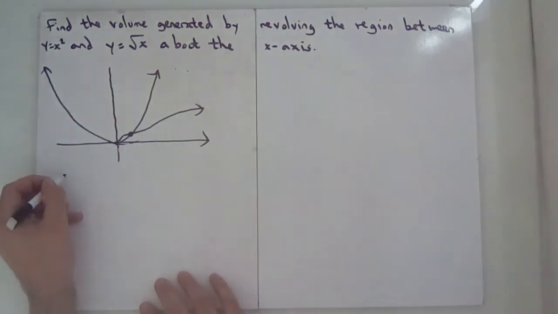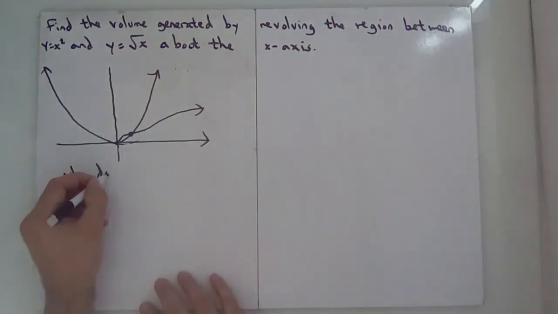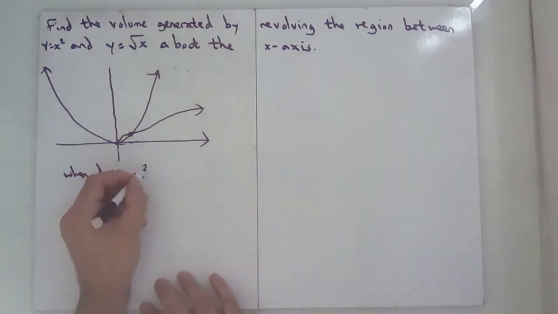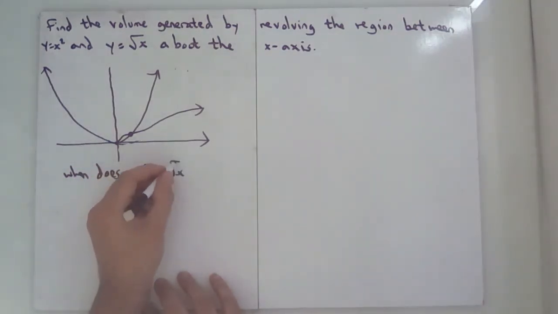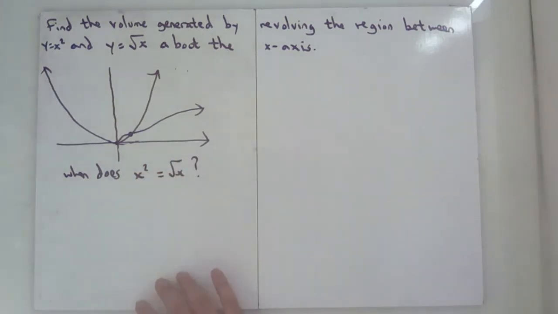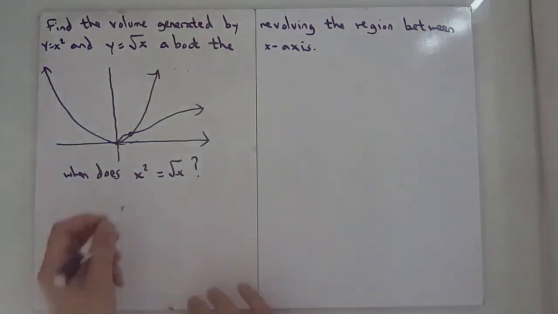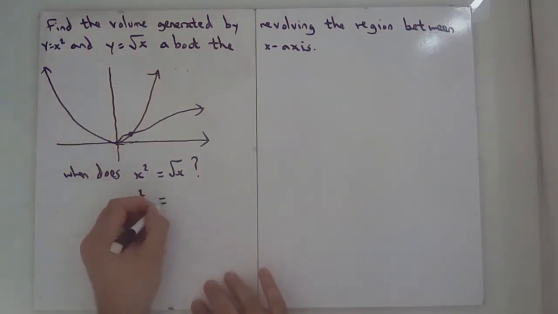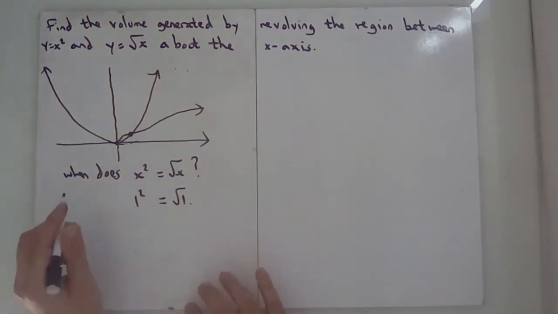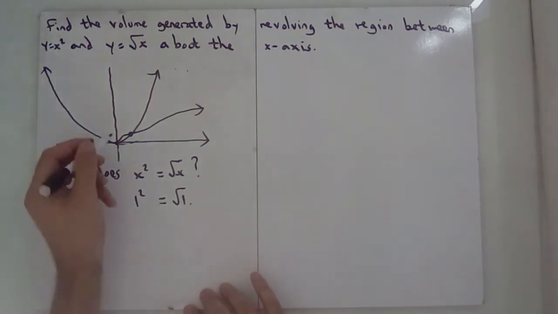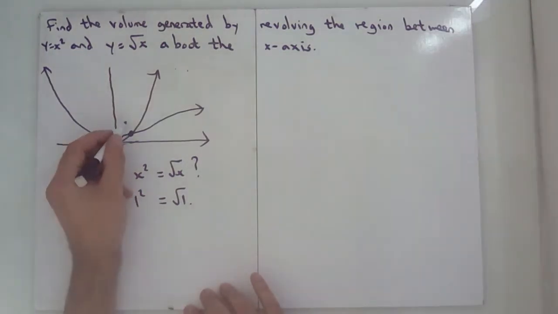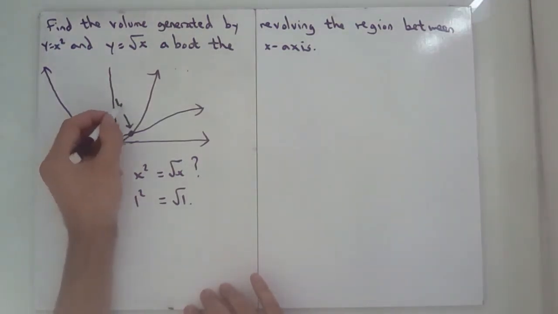So when does x squared equal root x? Hopefully you should know that when that happens, x equals 1. So 1 squared equals the square root of 1. So here, x is 1, y is 1, is the point where they cross, (1, 1).